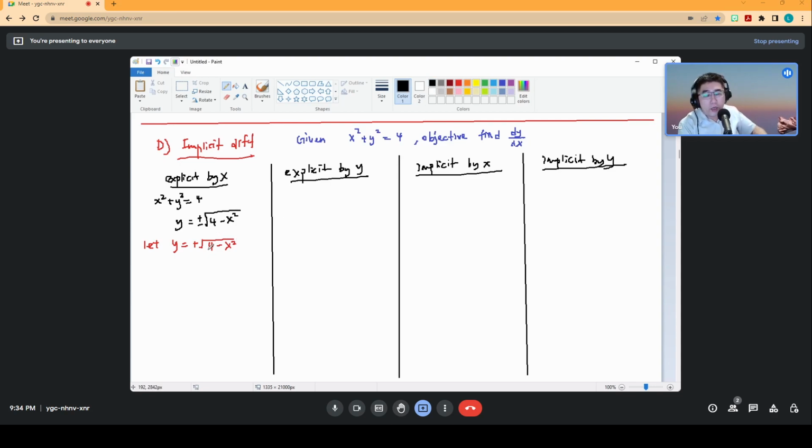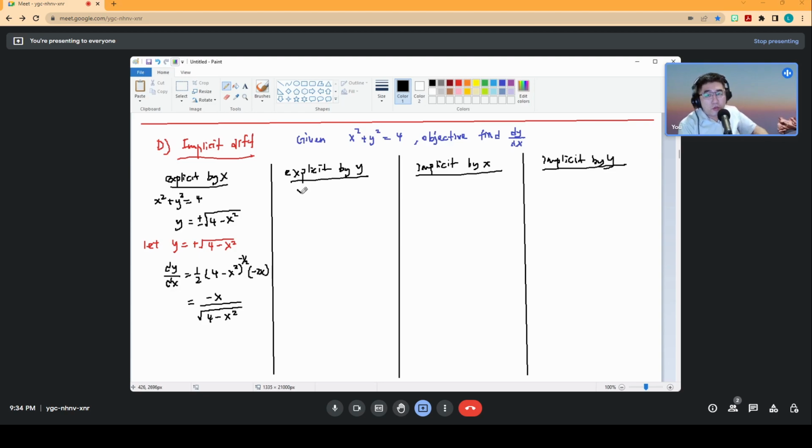Then we continue to find dy/dx, the same as we did previously. For y, I have dy/dx: I bring down the power, power minus 1, multiplied by the derivative of the inside. If I simplify it, the negative 2 cancels off. So I have negative x over the square root of 4 minus x squared. At the moment, this is what I get, so I just leave it at that first.